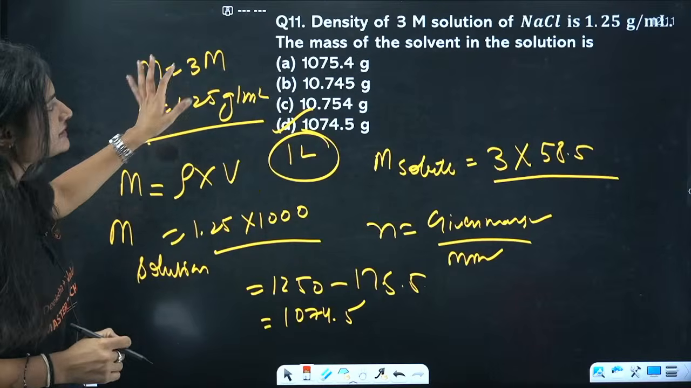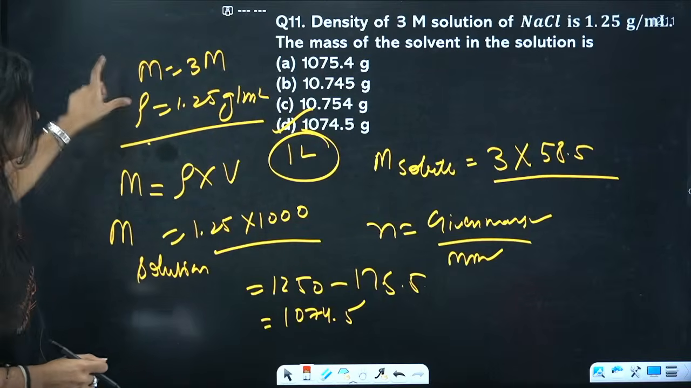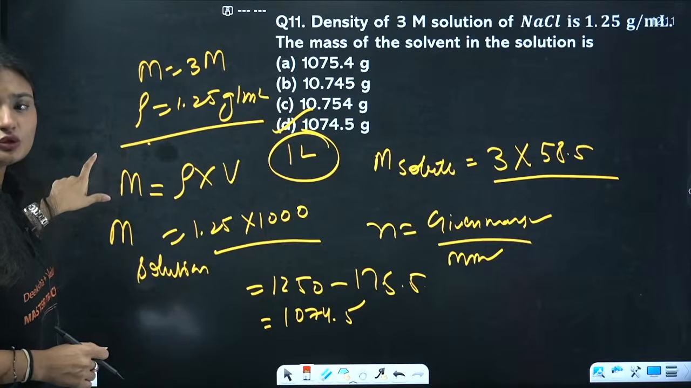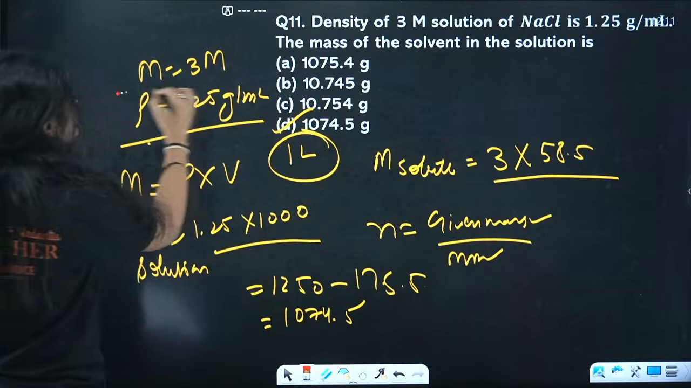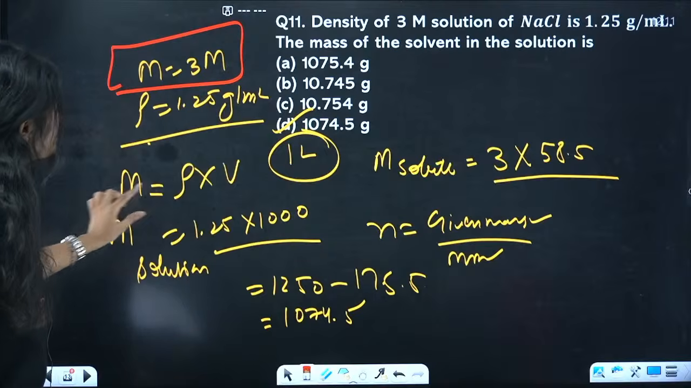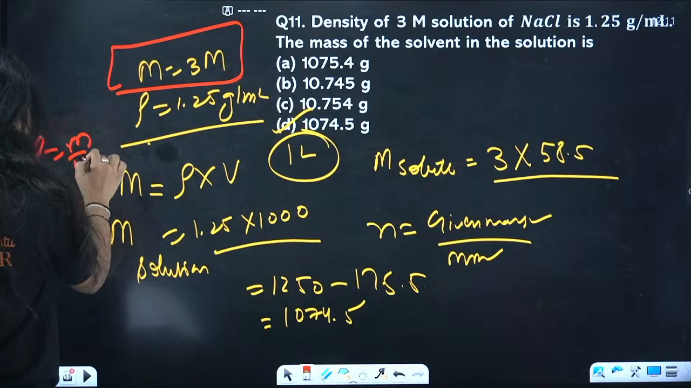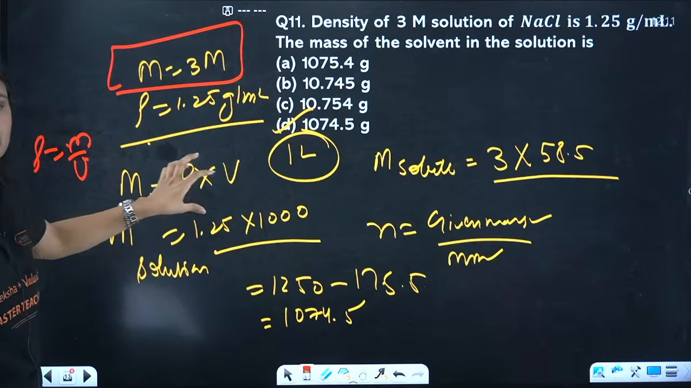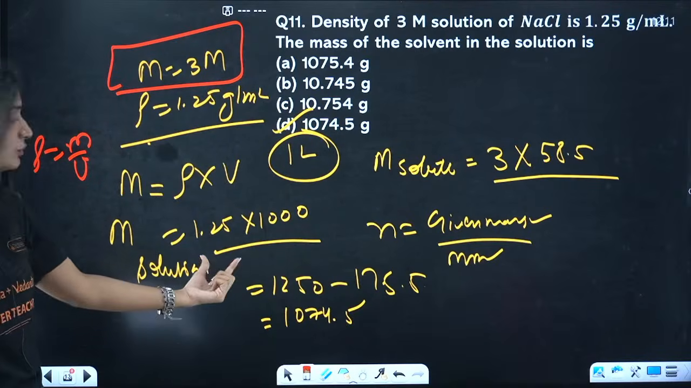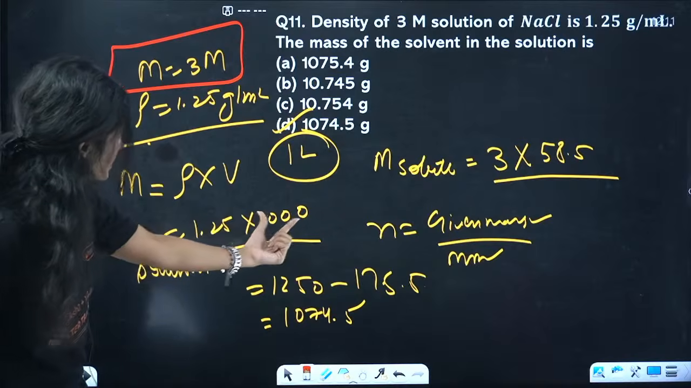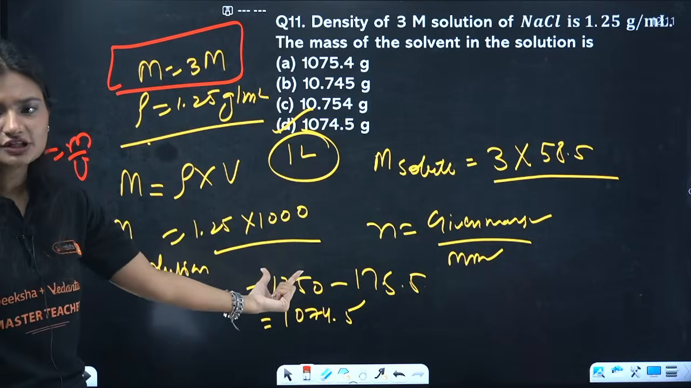Next one, density is given, mass of the solvent you have to calculate. Density is given, molarity is also given. So we know mass is equals to what? Mass will be density times volume. Density is equal to mass per unit volume, right? So mass will be equal to density times volume. So mass comes out to be 1.25 times 1000, right? Volume is 1 liter, so we convert it into 1000 milliliter.